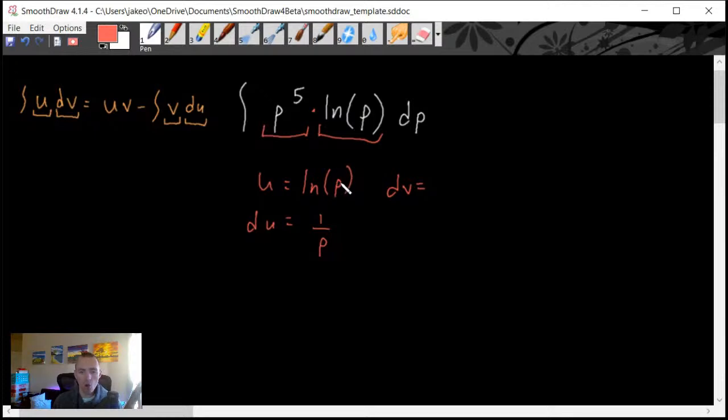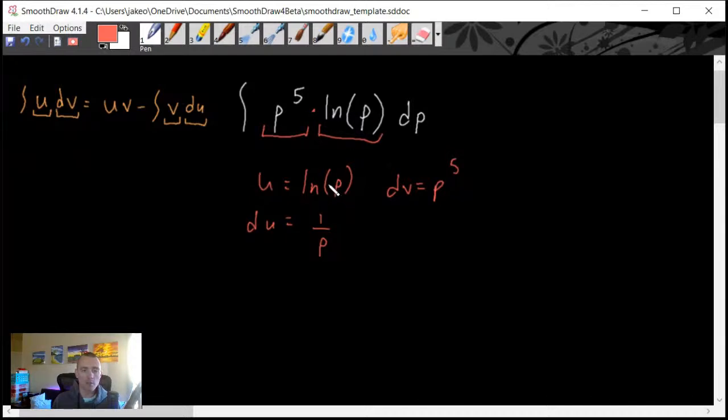Not necessarily always. You want to consider what your two options are. Is the other one even harder to take the integral of? But if we look at our other term, in this case p to the 5th, that's going to use the power rule either way, whether we take the derivative or the integral of it. So in that case, it's actually not going to matter. P to the 5th is not going to be easier or harder if we make it dv or u.